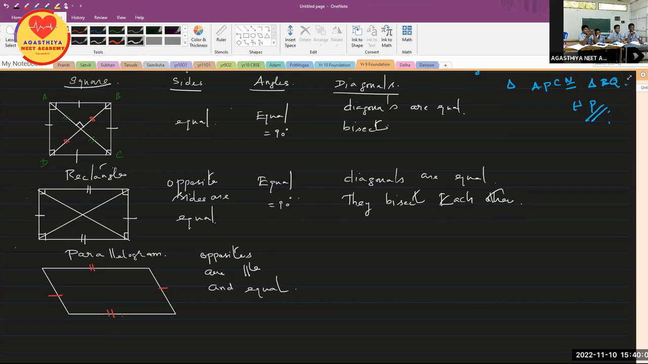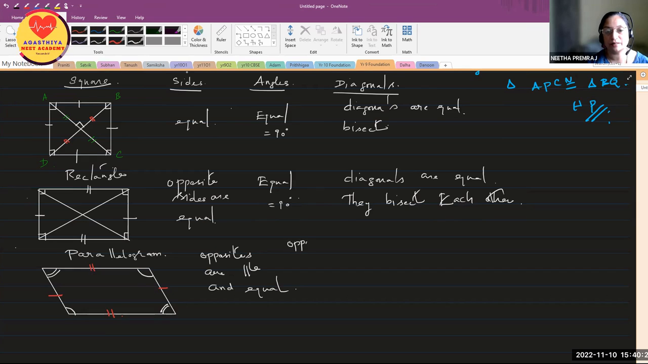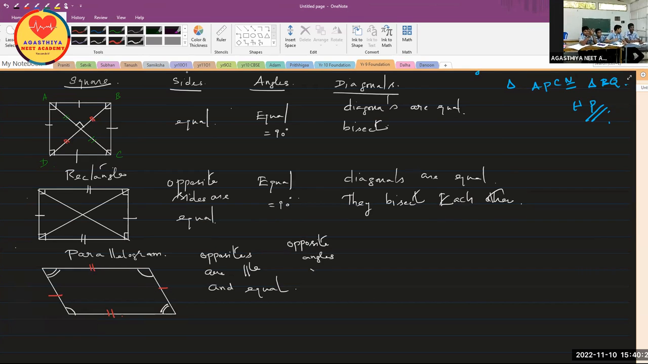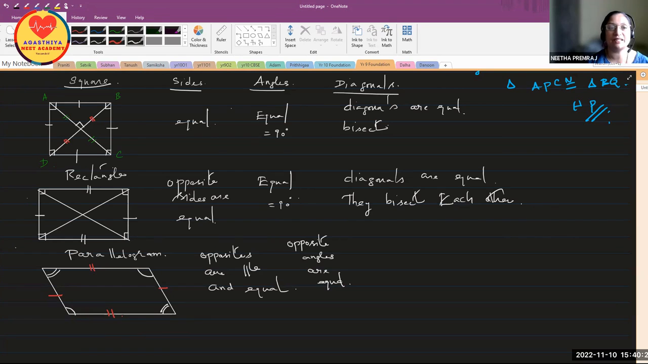Opposite angles are equal. See, these two angles are equal. Opposite angles are equal. So you can say opposite angles are equal.